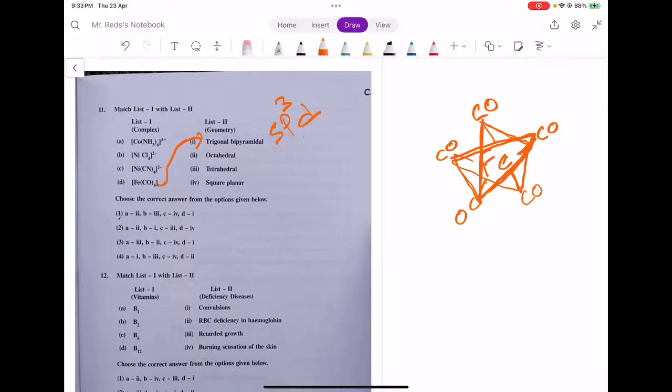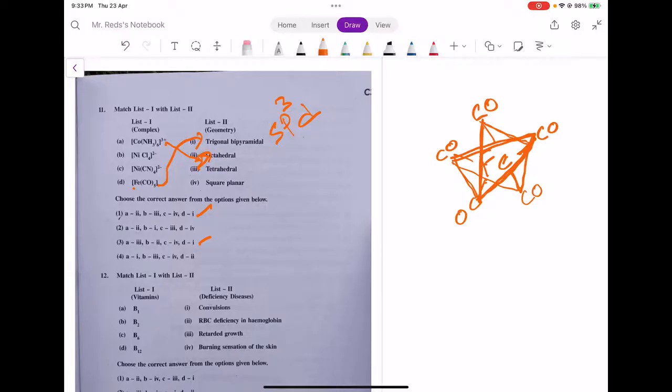Trigonal bipyramidal. So for D, what is the geometry? 1 is here. For D, which options are there? In option 1, and option 3 also. Go to the remaining compounds. Co(NH3)6 is an octahedral complex because of the presence of 6 monodentate ligands here. Coordination number is 6. So A is octahedral complex.